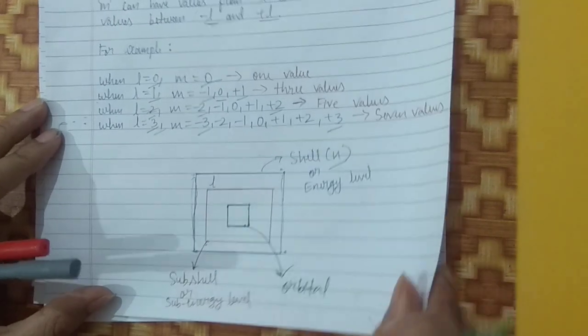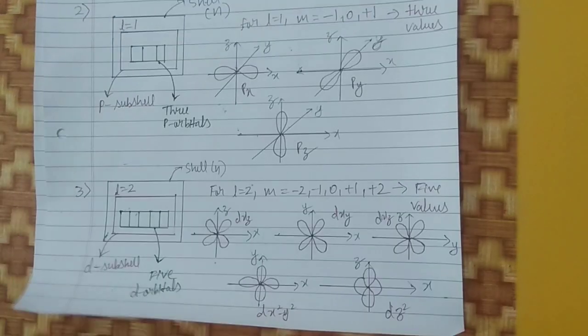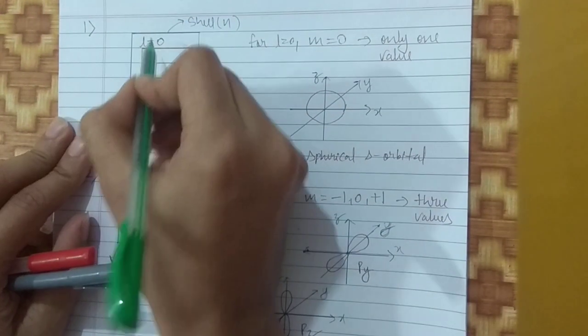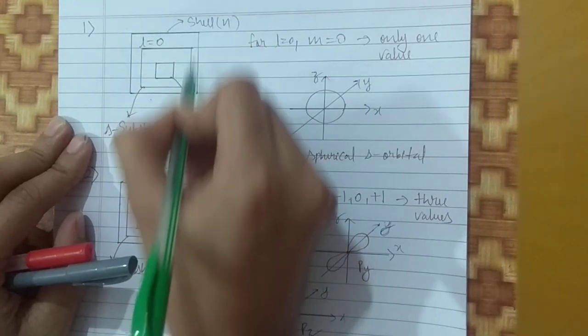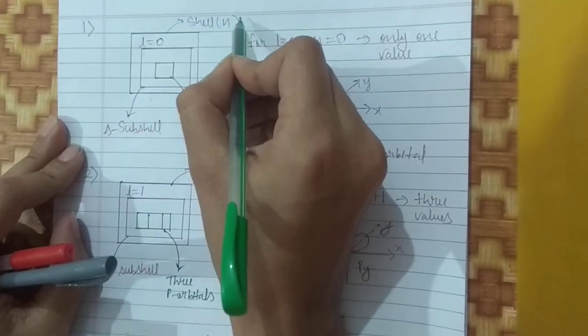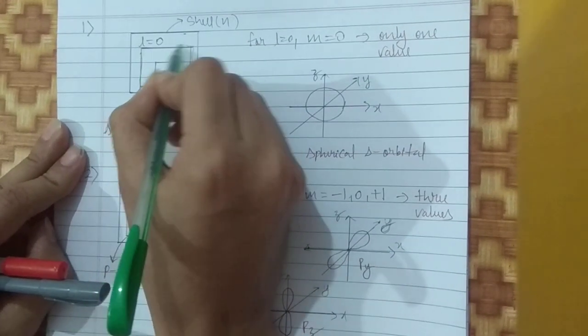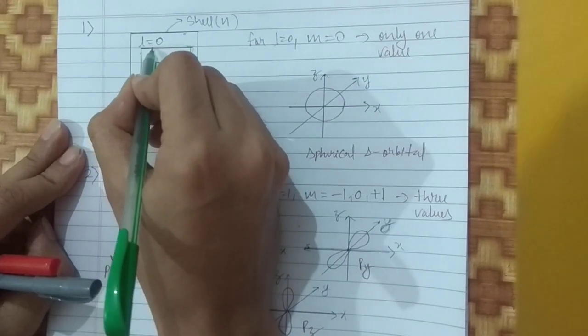Now let's see a few examples. In the first example, as you can see, again there is a big box which is the shell represented by principal quantum number n, and inside this big box there is another red box which is the subshell, and for this subshell the value of L is 0.